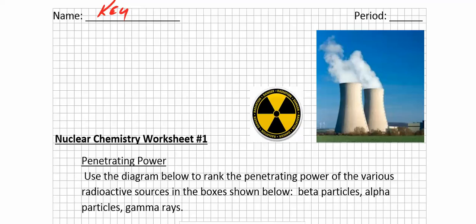All right, let's go ahead and get started. I do want to welcome you to this worksheet. This is nuclear chemistry worksheet number 1. No need for a calculator or a periodic table or anything else for that matter. All you need is a pen, and we'll get started.